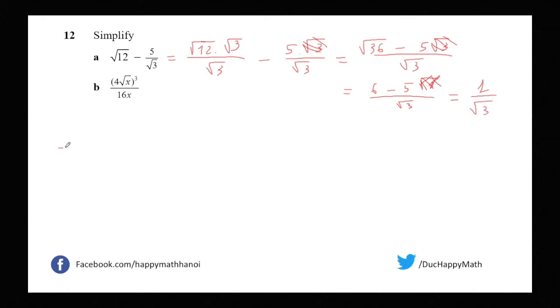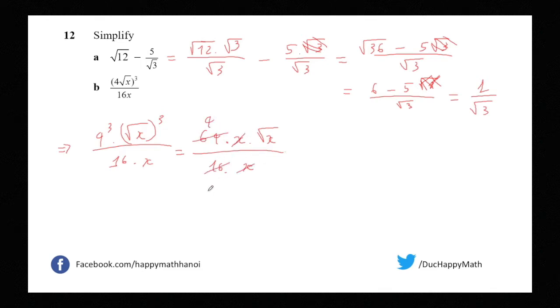Okay. Question B. 4 square root of 2, a square root of h and 3 outside, that means 4 to the power 3 here and square root of h to the power 3 here, and 16 times h. So 64 times h times the square root of h. So 16 here and h here, we cancel this one, 64 divided by 16 equals 4. So the final result is h, 4 times the square root of h.